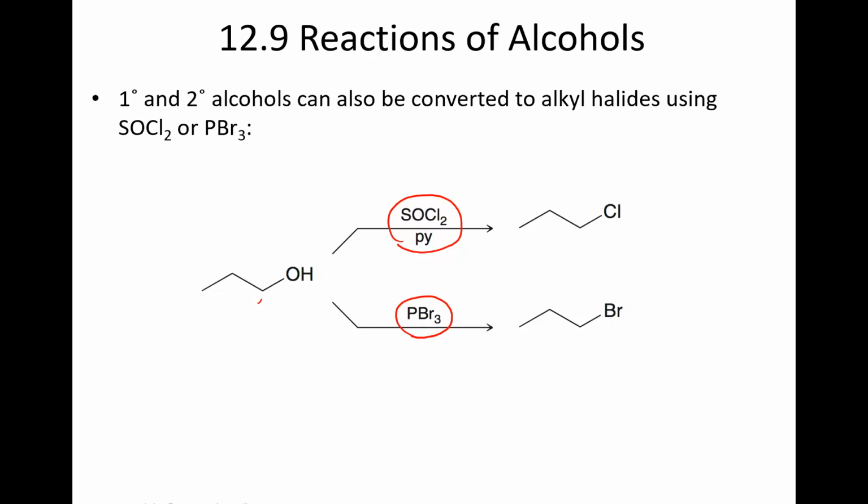The reason why we have to have a primary or secondary alcohol is because both reactions will rely on an SN2 reaction, and we need the alpha carbon to be relatively unhindered to allow SN2 to take place. Let's look at the mechanism.